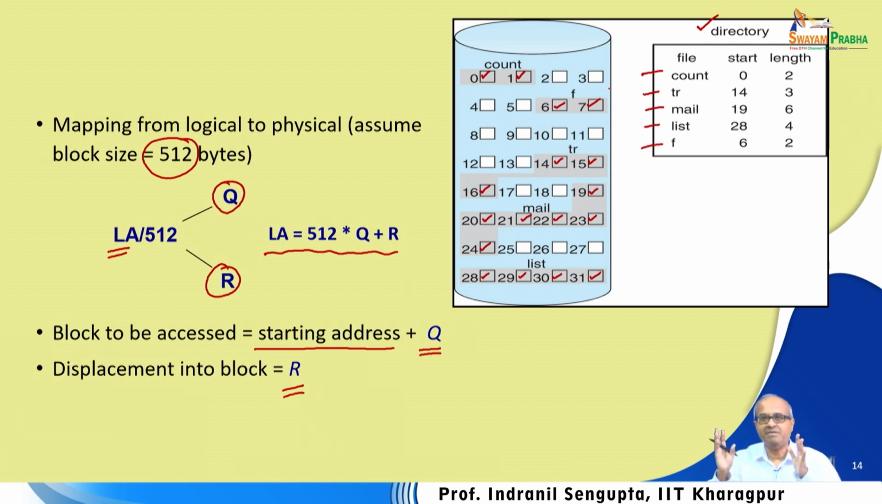So, it is very simple. In the directory you need to store information only about the starting block and the length or the ending block, whatever. But as you can see, small holes can be created in between, that is external fragmentation, that is the drawback.